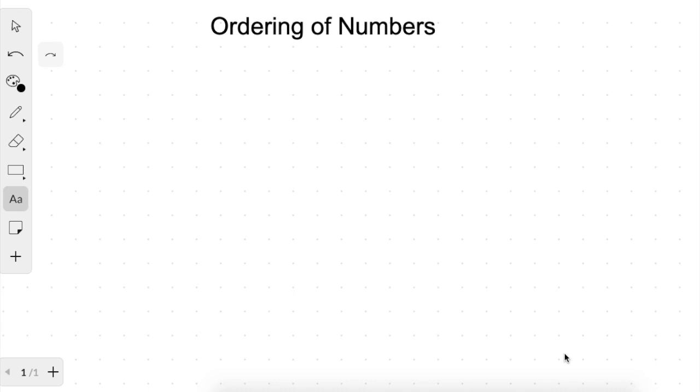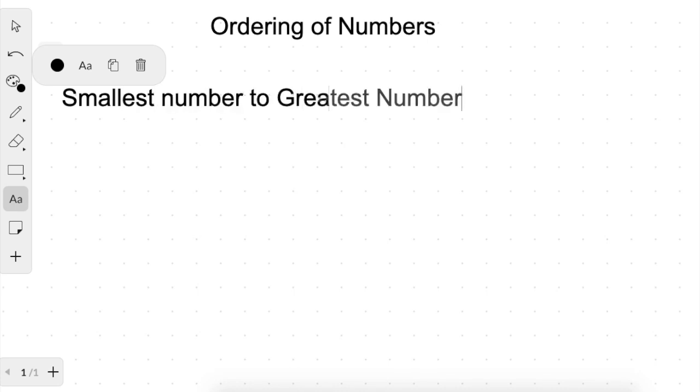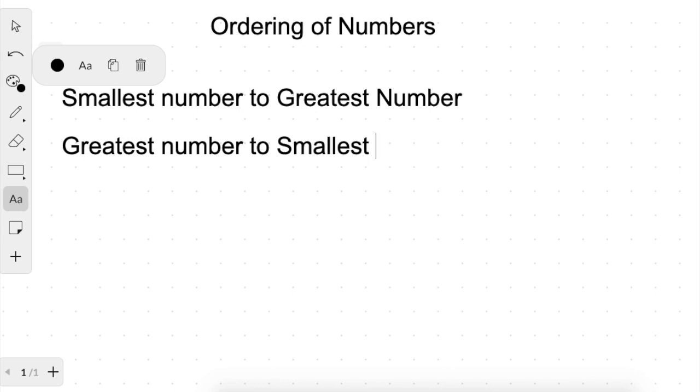In this video, we'll be learning how to arrange numbers in a particular order. We can arrange numbers starting from the smallest number and moving towards the greatest. So, this is the first order that we can have. And the other order is writing the greatest number first and then moving to the smallest number. So these are the two orders that we can have. We can arrange numbers in these two particular orders.